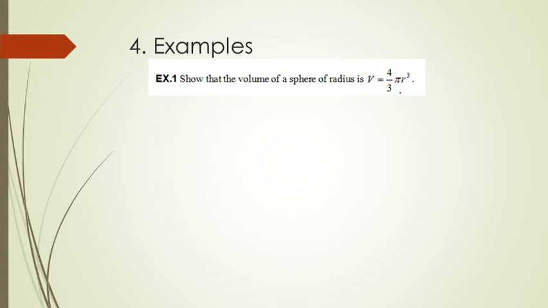Why is it this formula? Let's place a sphere in this way. We place a sphere in the XOY plane from minus r to r, with the centroid of the sphere at the origin 0, 0. And we know it's in 3 dimensions, with the radius r.